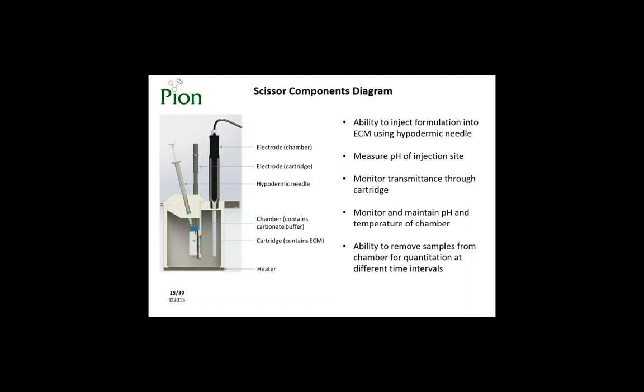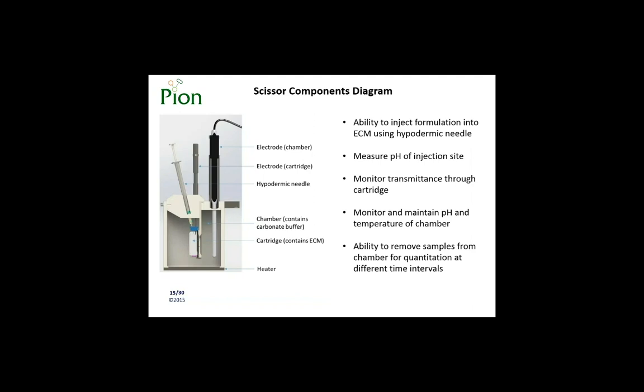This diagram shows a cross-section of the SCISSOR chamber during an experiment. A cartridge, which contains a simulated extracellular matrix, is held submerged in the center of the chamber, which is filled with 300 milliliters of carbonate buffer.